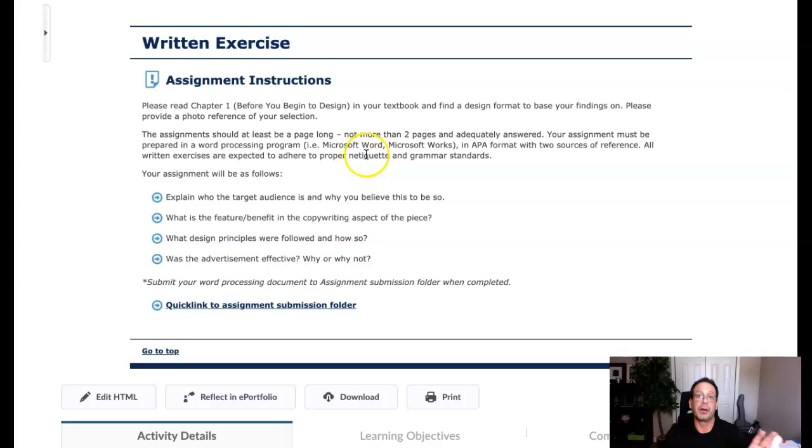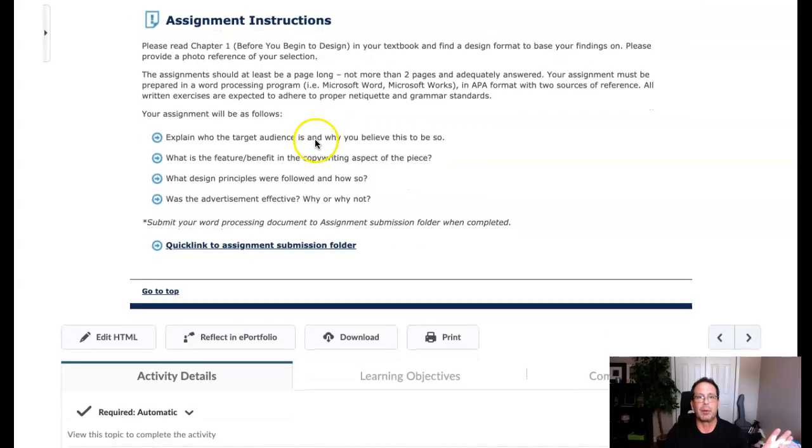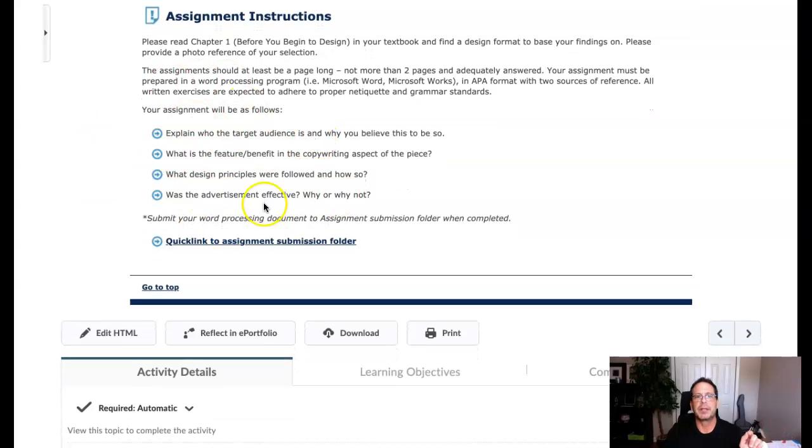Your assignment must be prepared in a word processing program. Microsoft Word is great. If you want to submit a PDF, I'm perfectly fine with that. APA format. 2 sources, guys. 2 sources. You have to include sources in your writing. All written exercises are expected to adhere to proper net etiquette, of course, right? And then this assignment will cover the following.